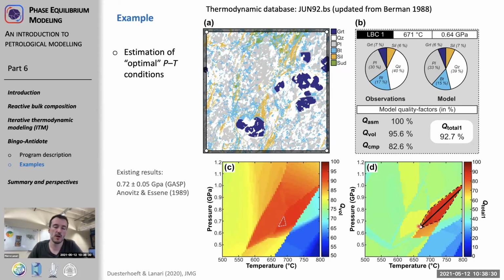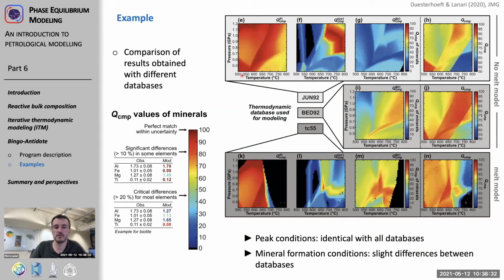Now, of course, you can extract the maps of the model quality factors. This is the map for plagioclase. Keep in mind that when the colors get in the red part, you have a perfect match of the mineral composition in the model with the observations. In this case, you see the plagioclase has an optimal solution here. Garnet would be at higher pressure and temperature. Biotite is not very high. The maximum value of Qcmp is around 30%. And that would be the total map for Qcmp at higher pressure and temperature.